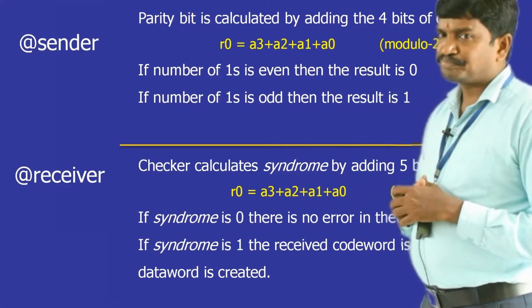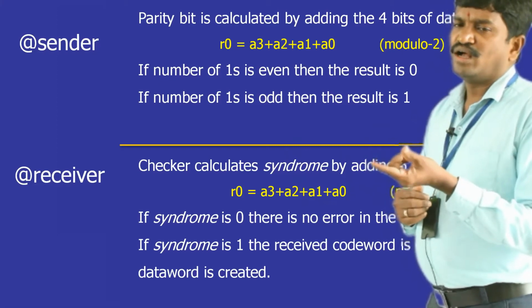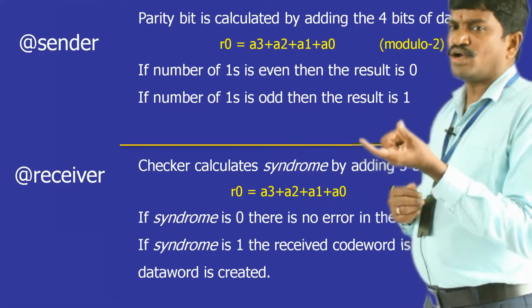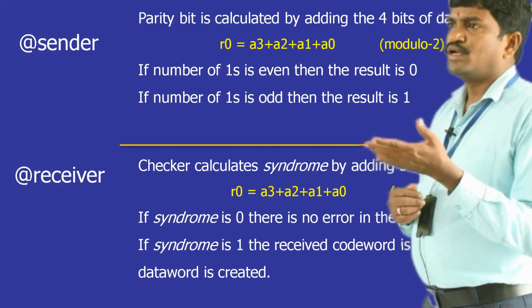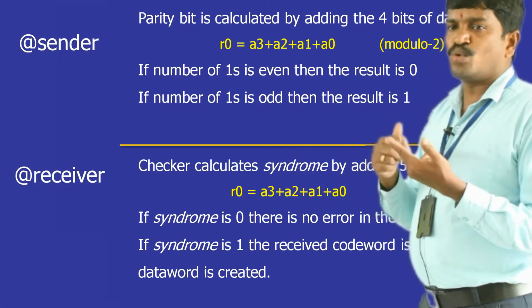So if all the data has an even number of ones, then R0 is 0. If it is odd, let us say you got 3 ones in the data, 1 plus 1 becomes 0, and 0 plus 1 becomes 1.